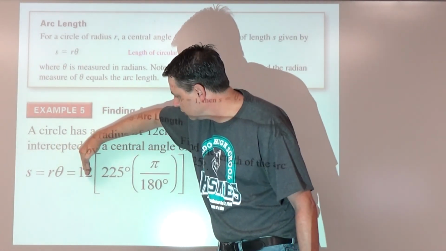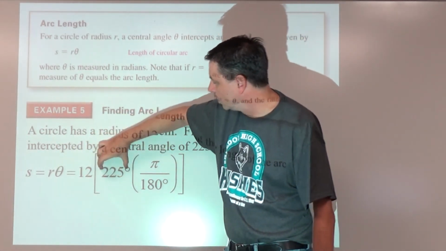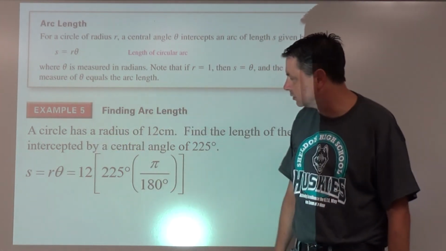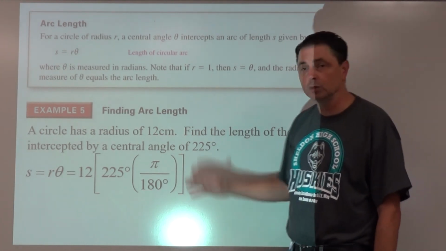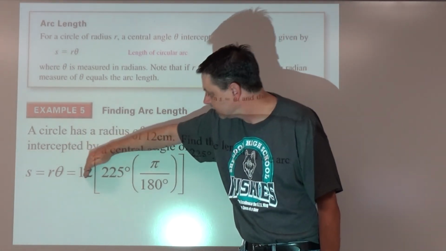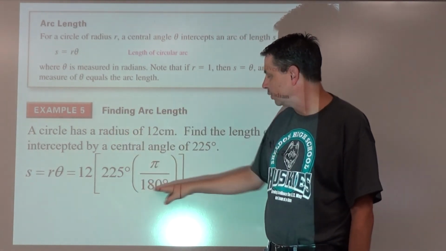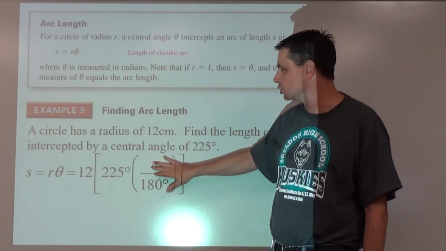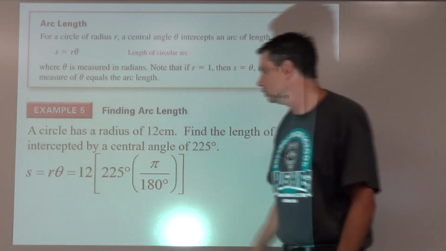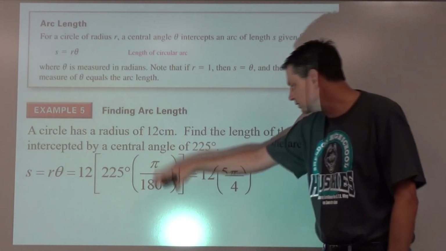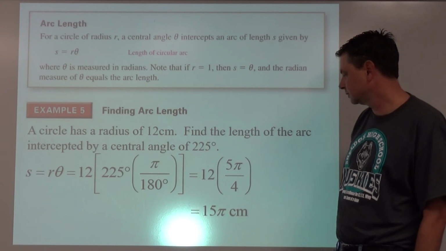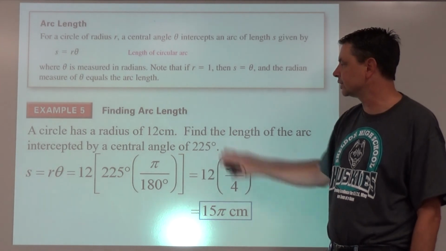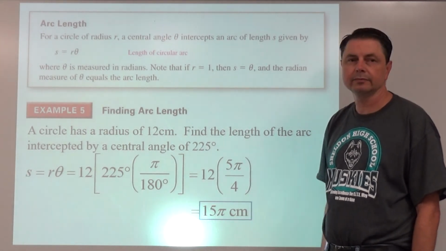So radius of 12. Here's our angle. It was degrees. And we are converting that into radians so that the degrees will cancel. And you might be able to take your calculator and just do 12 times 225 divided by 180. I wouldn't do the pi. I didn't mention anything about approximating. So we want to leave this in terms of pi. If we do that, or we simplify, either way, you're going to get 15 pi centimeters. Don't forget your units for our arc length.